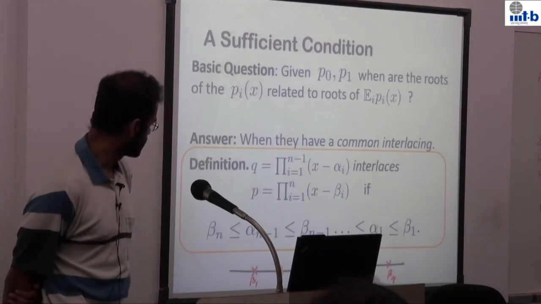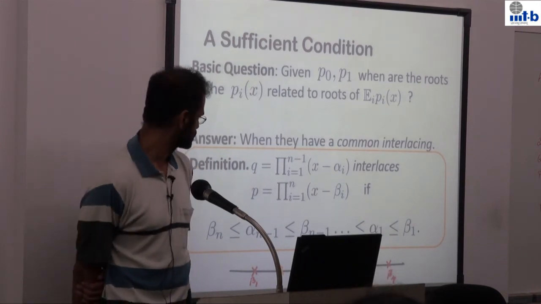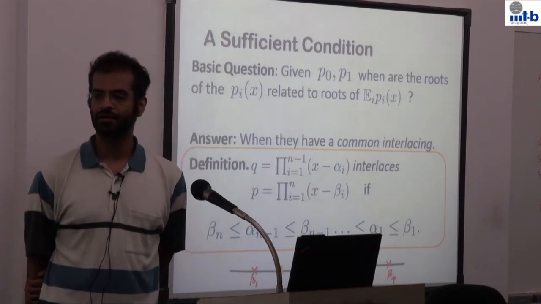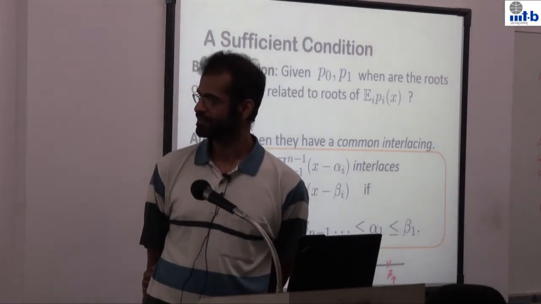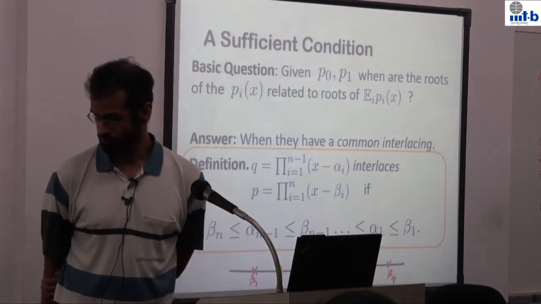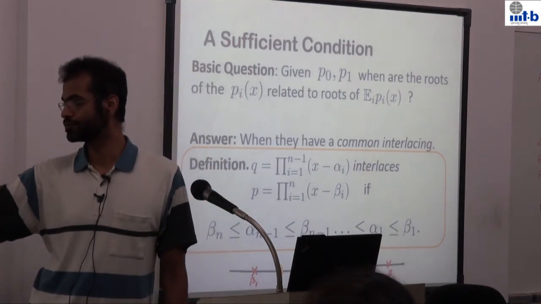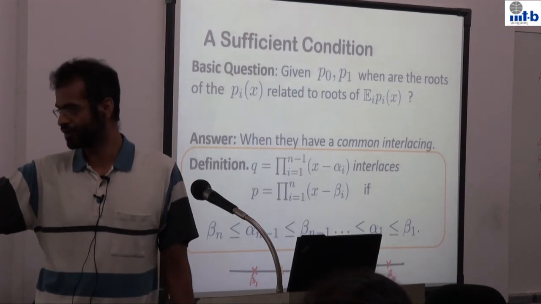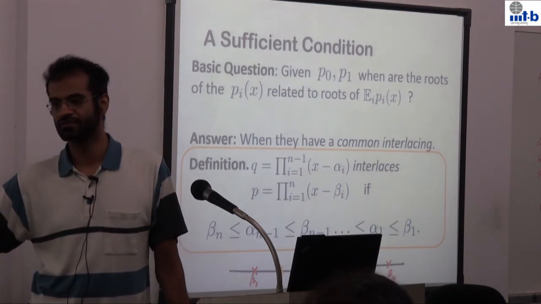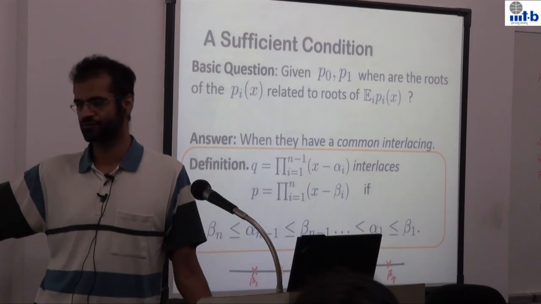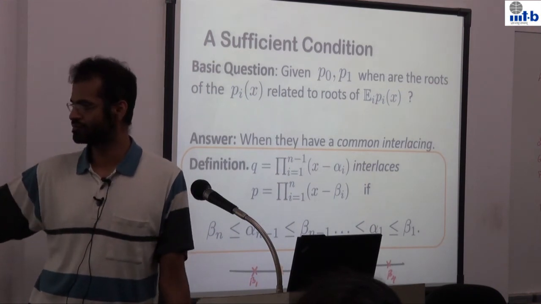Suppose I have a polynomial q of degree n minus 1 with roots alpha_i, and a polynomial p with roots beta_i. Then I'm going to say q interlaces p if the roots look like this. Between every two roots of p, there is a root of q. So the roots alternate, like in this picture. Interlacing itself is a hundreds of years old notion.